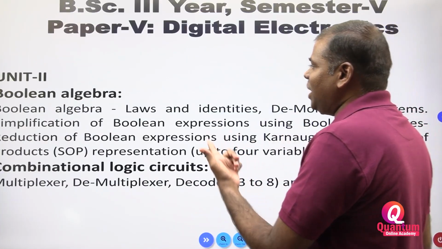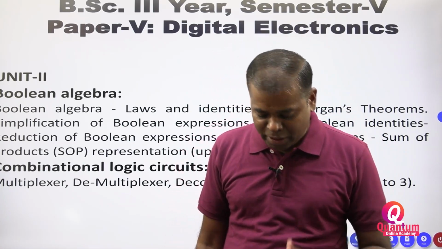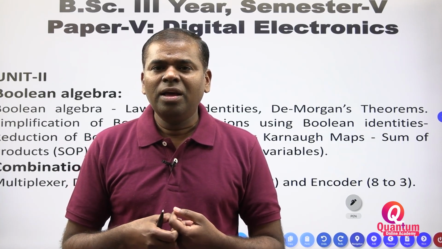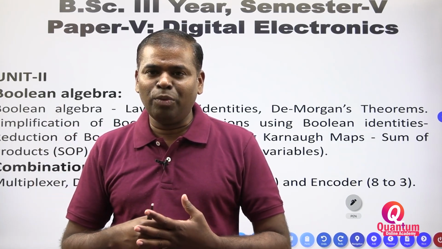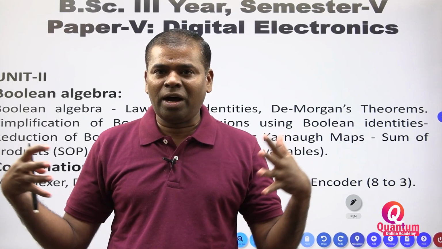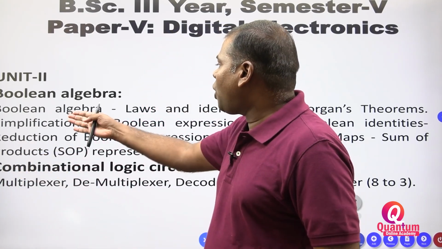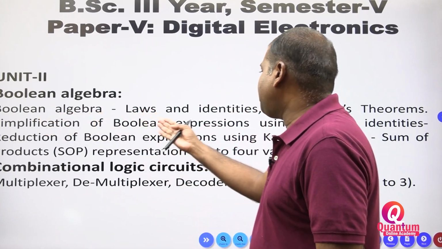Now we will see unit number 2. What is unit number 2? This is the Boolean algebra unit. This is very, very simple. The scientist Boole introduced this algebra, and that algebra we call Boolean algebra. Clear? So now you have to see the Boolean algebra laws.